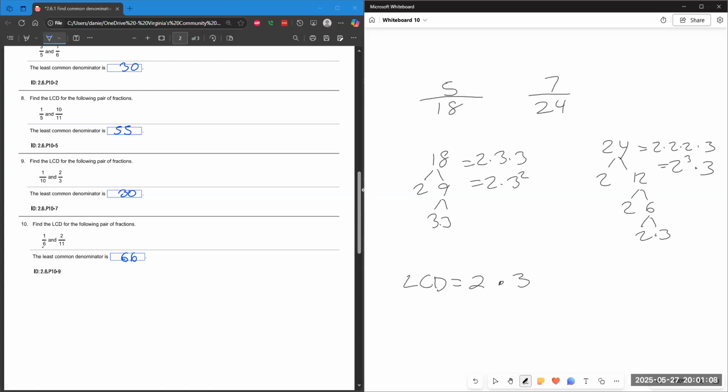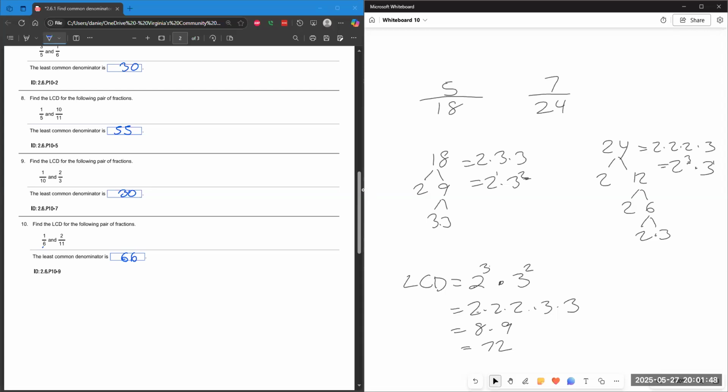And so when I'm greedy, I'm going to choose my 2's from over here where I have 3 2's. And I'm going to choose my 3's from over here where I have 2 3's, because 2 is bigger than 1 and 3 is bigger than 1. 2 to the third power, 2 times 2 times 2 is going to be 2 times 2 is 4 times 2 is 8. 8 times 3 is, sorry, this was to the second power. It's 3 times 3, 8 times 9 is 72, right? 72 is my LCD.